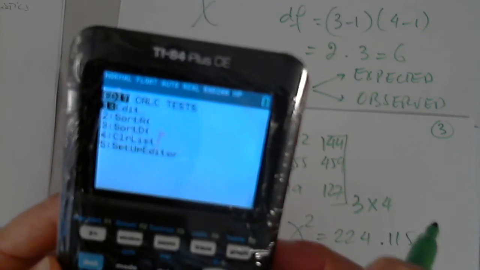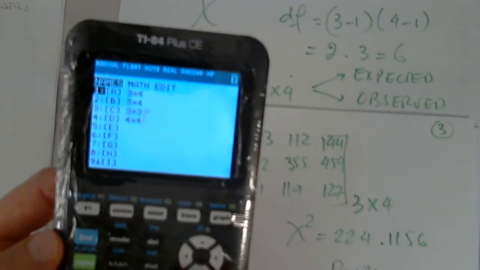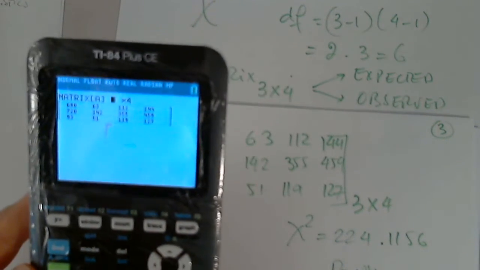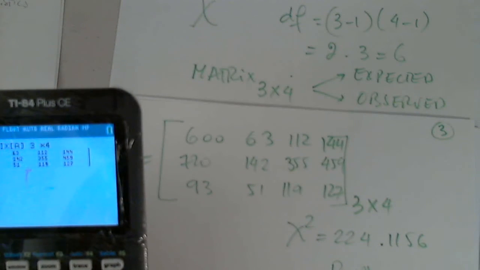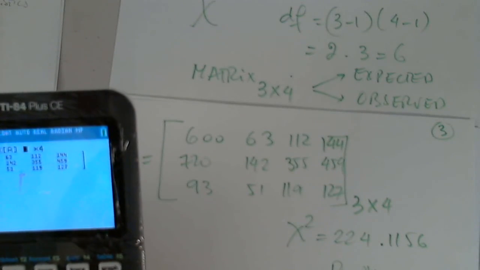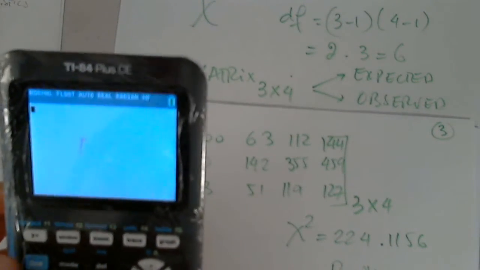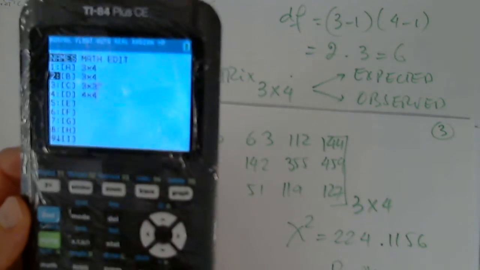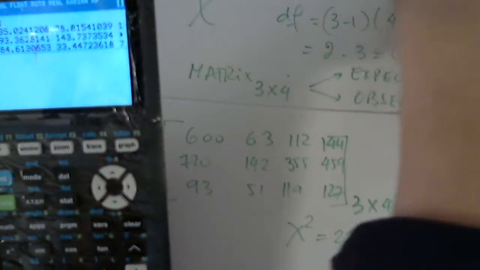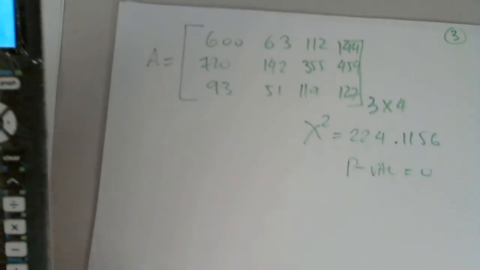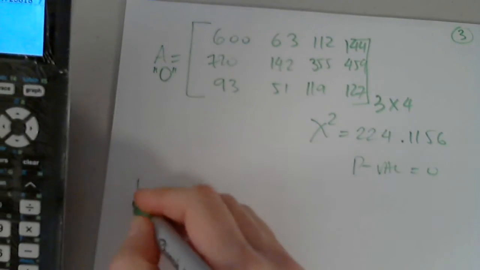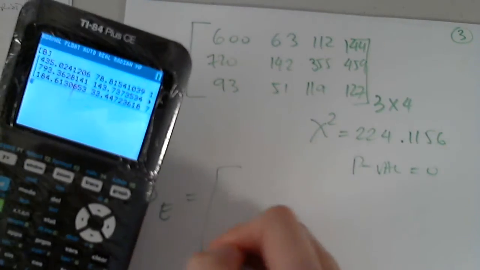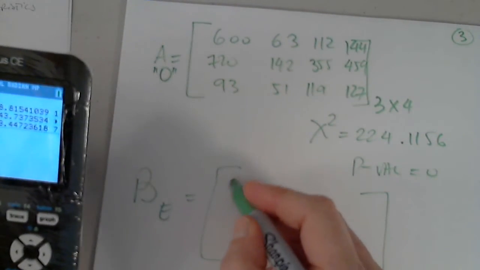So I'm going to check now. Make sure my matrix is correct. 663, 112, 144, 720, 142, 355, 459, 9351. Yep, it appears that is okay. I'm going to check now the expected and copy it. So this is the matrix of the observed values, A if you want. And this is matrix B for the expected values.